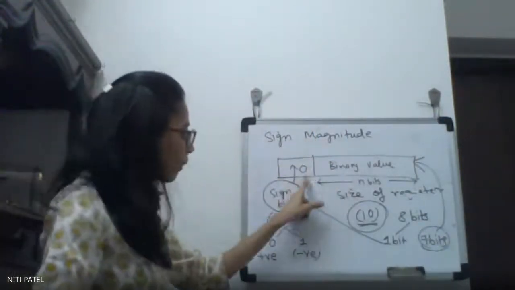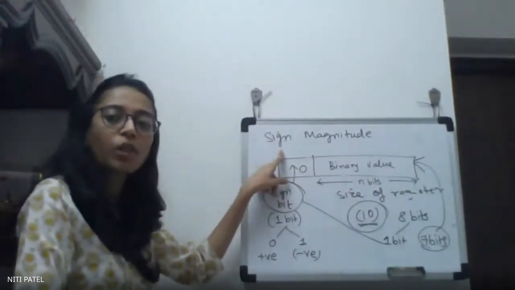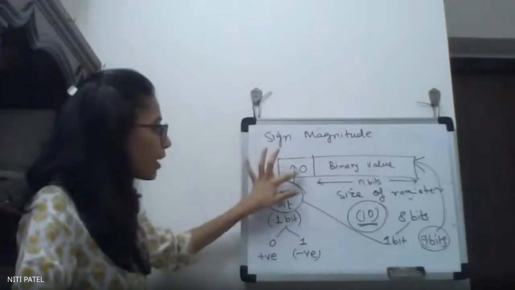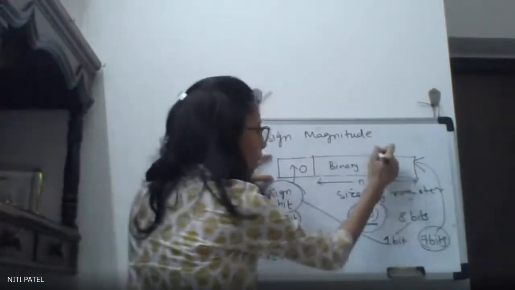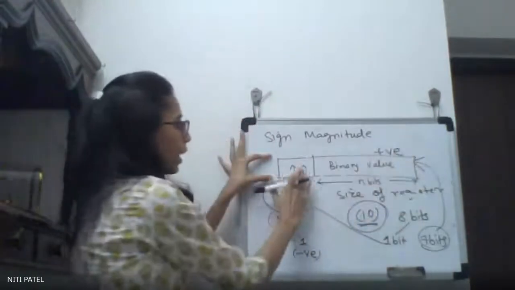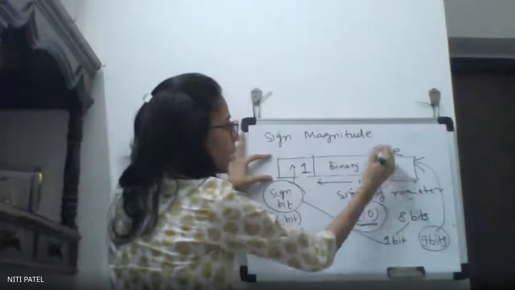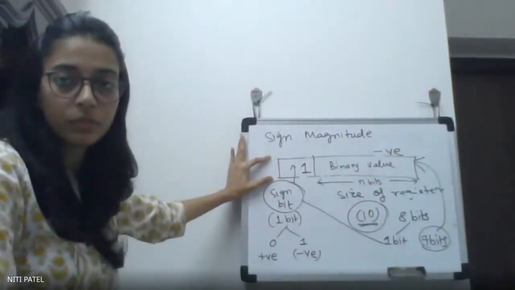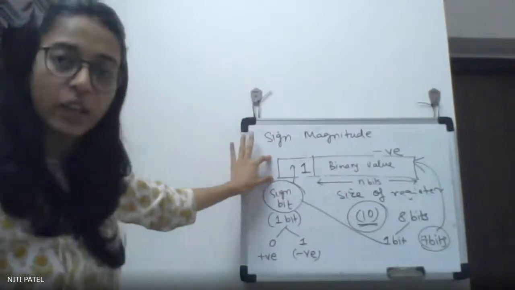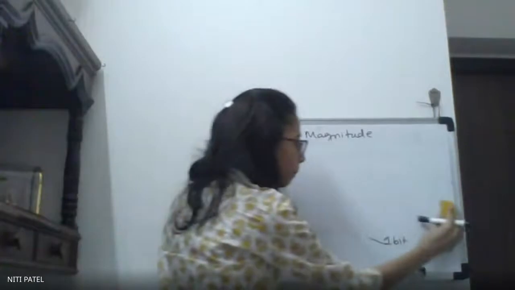So by identifying the first bit, we can tell whether the number is positive or negative. If I find 0 at the first place, I consider that the remaining number is positive. And if I find 1 over here, I consider the remaining number is negative. Is this understood up till here? Yes, ma'am. Okay. So if I give you any number now, can you give me the sign magnitude of that number?